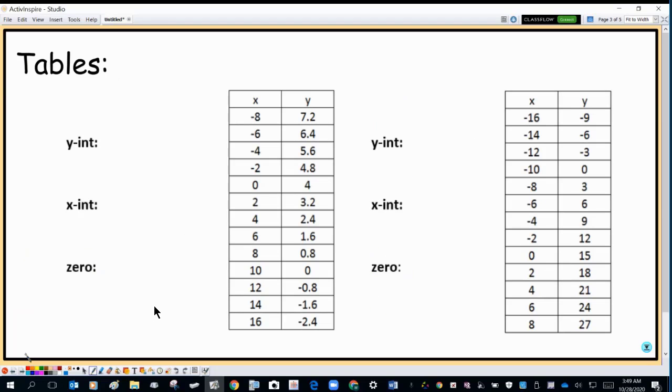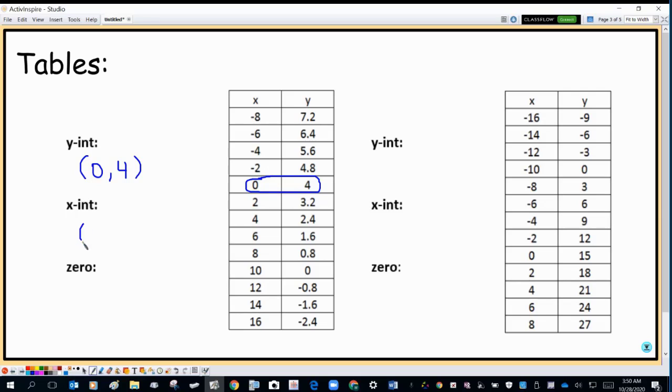Alright, let's go to the next part of the lesson. We're going to look at tables. We're going to find the y-intercept, the x-intercept, and the zero. Please remember that the y-intercept always will have a 0 for x. So you're going to go here to the table and you're going to look for the 0. And then right there next to it is your y value for the y-intercept. So then we write 4 there.